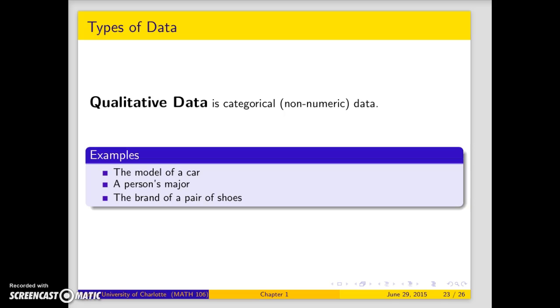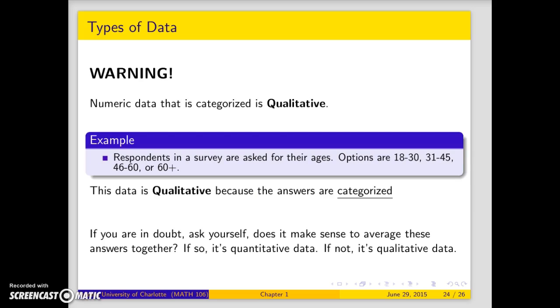Qualitative is categorical data. Here are some examples: the model of a car, a person's major, the brand of a pair of shoes. And here's a warning that's very important to pay attention to. Sometimes qualitative data looks like numeric data. For example, if someone is asked their age and you categorize that into groups such as 18 to 30, 31 to 45, 46 to 60, 60 and above, these are groups. So these are categories, aka categorical data, not numeric.